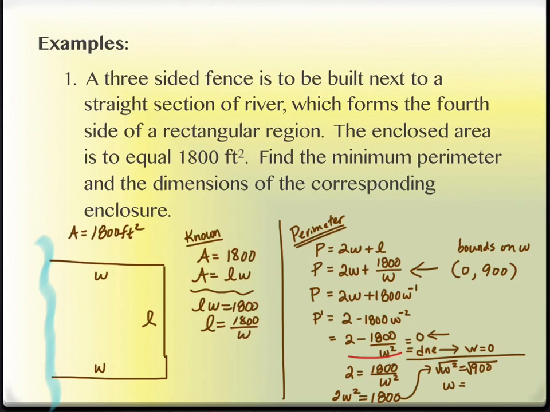So what is 900 square rooted? What's the square root of 900? 30, good.